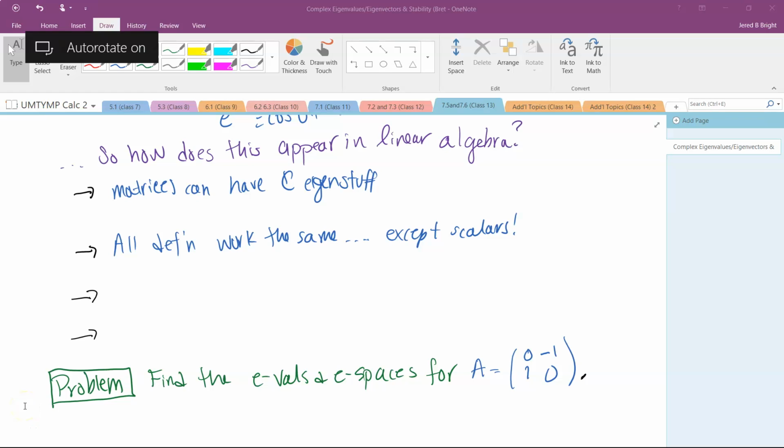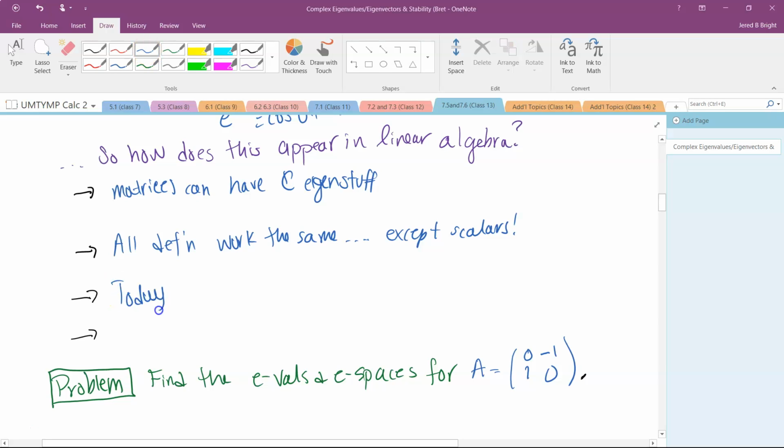Welcome back, we reviewed complex numbers in the first video. Now we're going to continue the discussion about how this is going to manifest in linear algebra. And so today we've kind of said, okay, we can have complex eigenstuff, and the definitions work similarly. So today what we really want to focus on is dynamical systems.